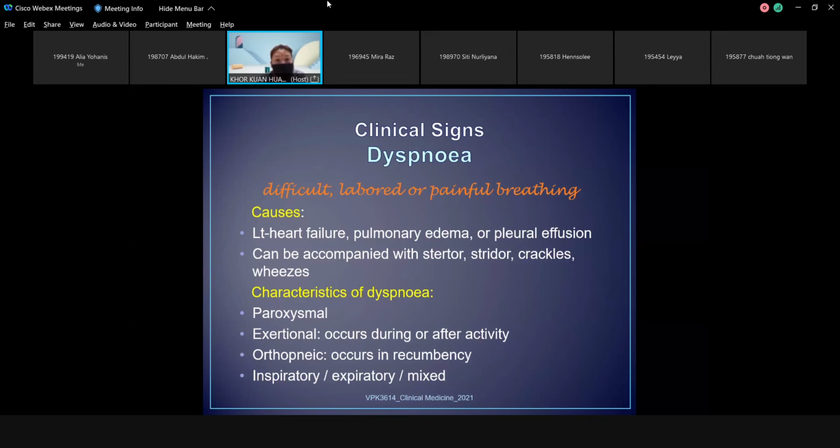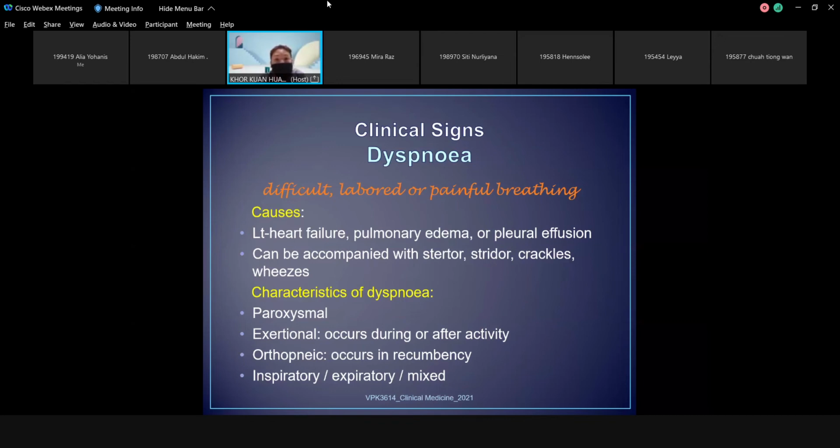Now, dyspnea can be paroxysmal. Paroxysmal meaning abdominal breathing. Okay, exertional meaning that dyspnea didn't happen prior to any exercise and that dyspnea suddenly occurs after activity. Okay, orthopnea means there is dyspnea, but it occurs when the animal is just on recumbency. Okay, so dyspnea sometimes you might want to differentiate between inspiratory and expiratory, and sometimes it can be mixed.